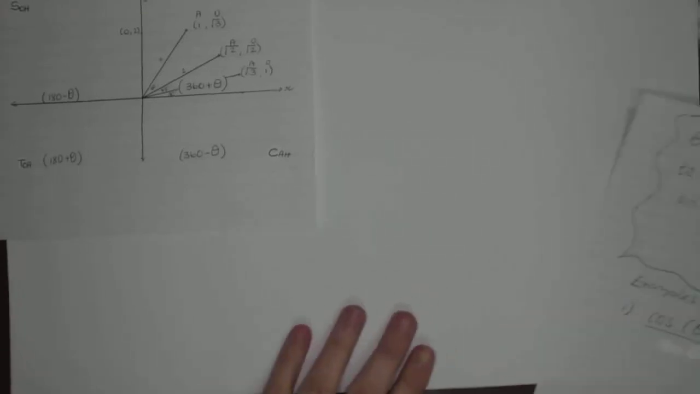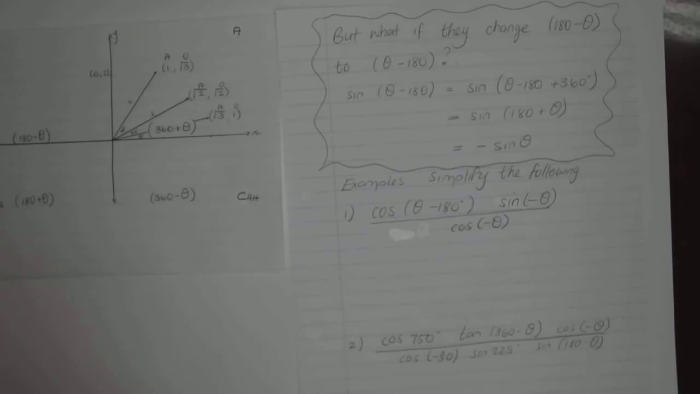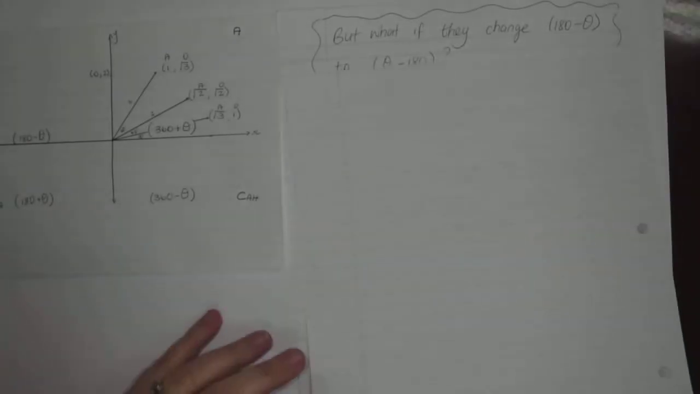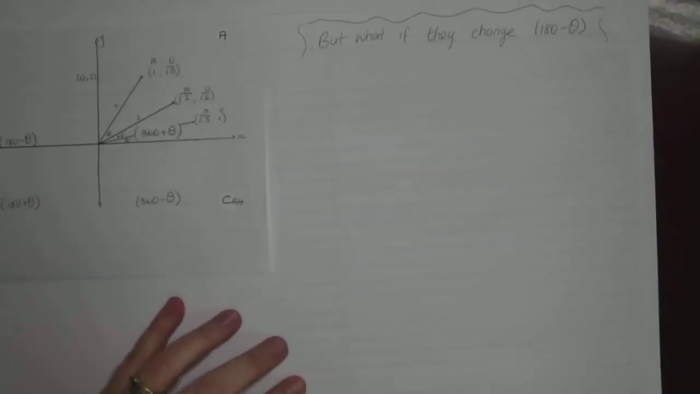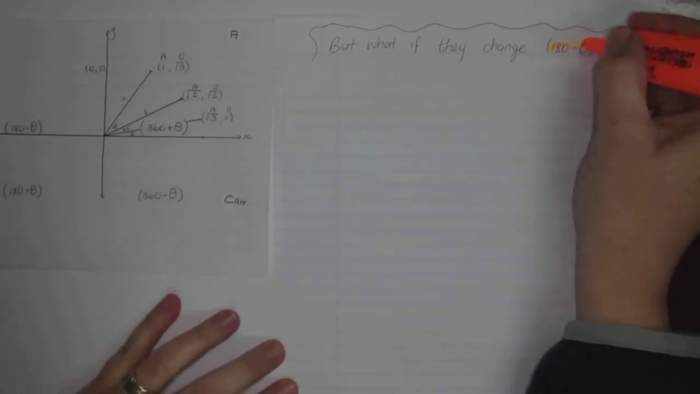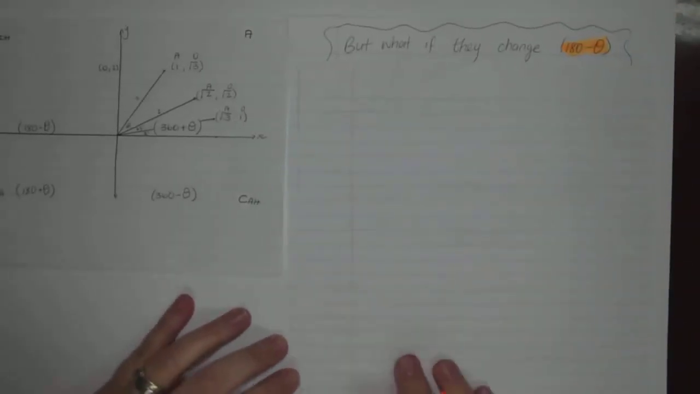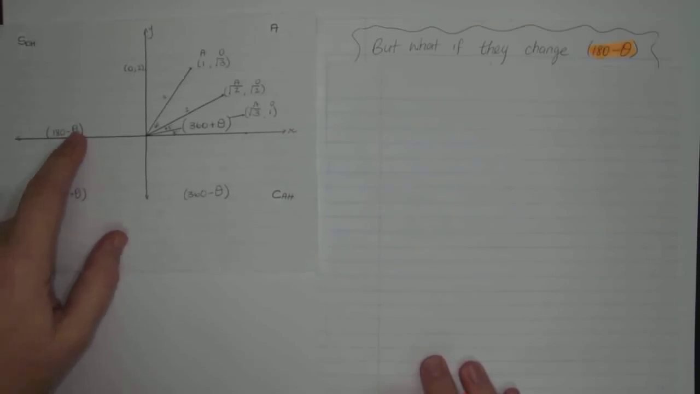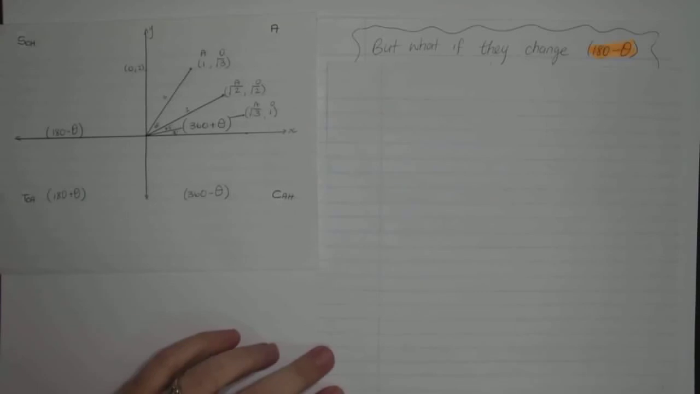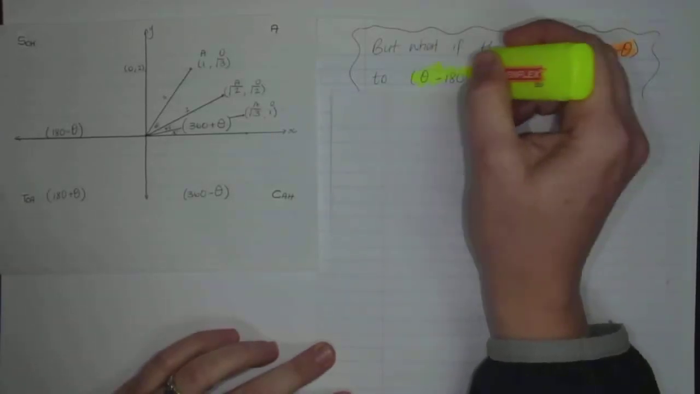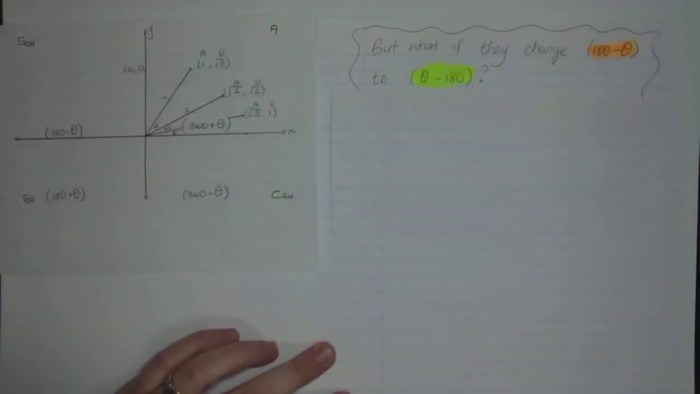Right, not that bad. The problem is that as maths teachers, we don't stop there. So what happens if I change the 180 minus theta, which I see here, part of the reduction formula? What happens if I change it to theta minus 180? So I change the entire meaning of it.